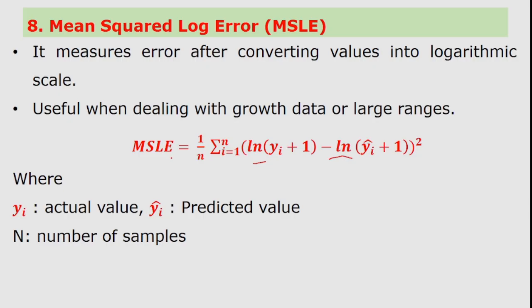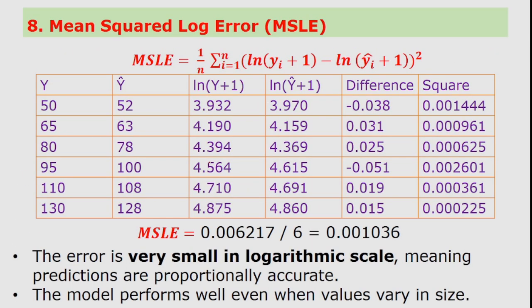In mathematical expression, MSLE is equal to 1 by n times the summation from i equals 1 to n of (ln of (yi plus 1) minus ln of (yi hat plus 1)) the whole square. Here yi is nothing but your actual price and yi hat is nothing but the predicted price, and n is the number of samples. In this example we are considering n as 6.